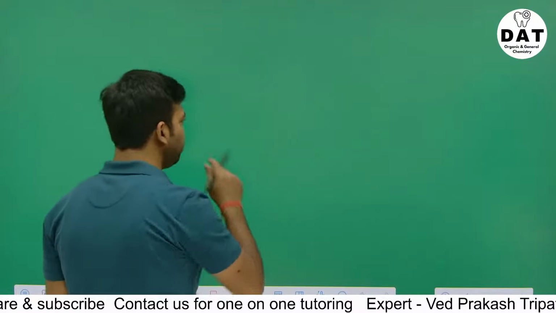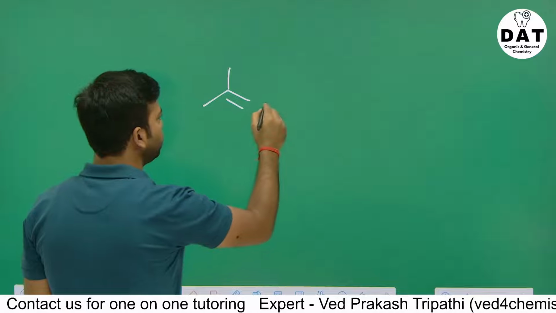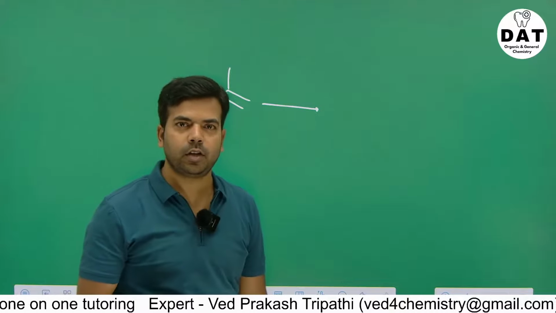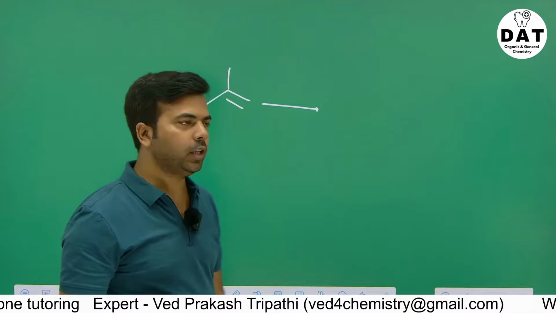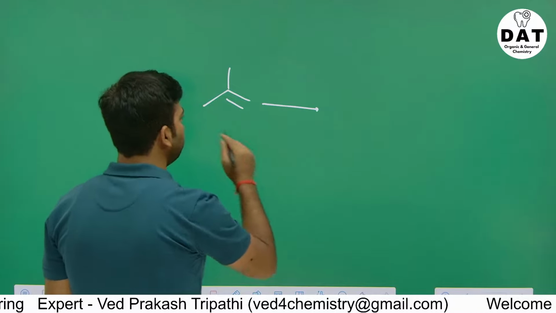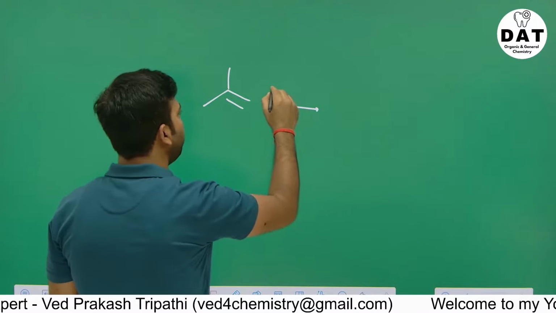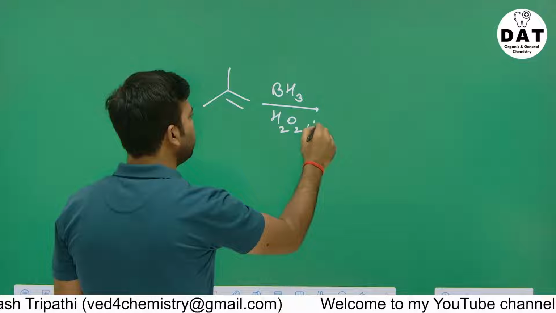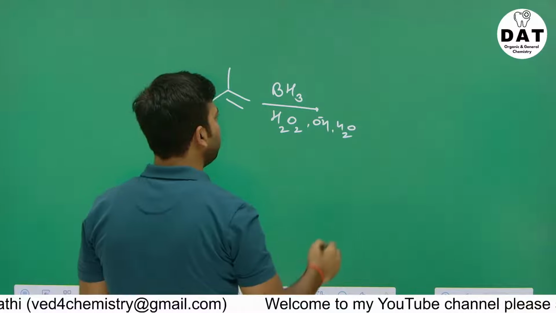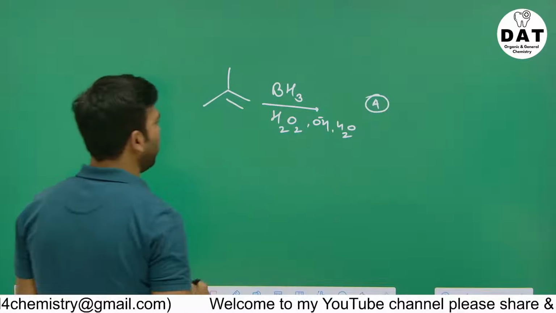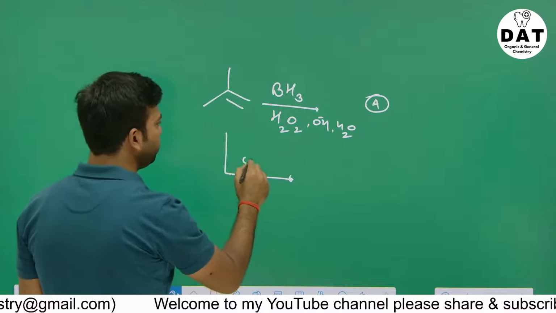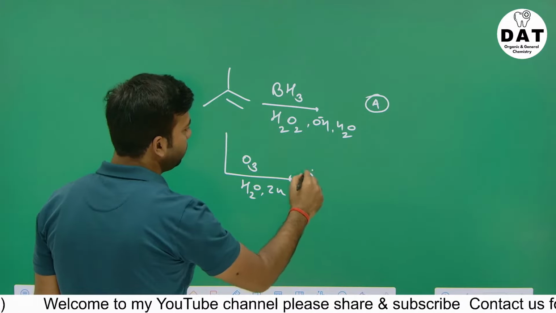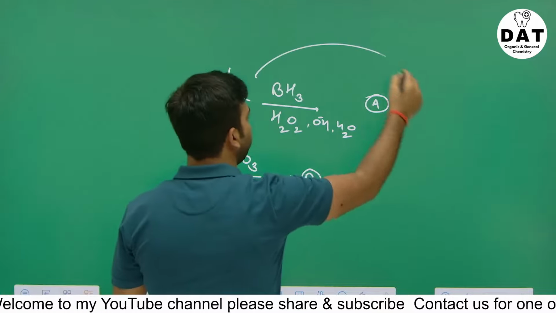Suppose we have this alkene, and we discussed ozonolysis as well, and we discussed epoxidation in the last few sessions. So I am going to use all this. The very first one is, suppose here we are using BH3, H2O2, OH ion and H2O. This is unknown product A. Again this alkene is treated with O3, zinc, H2O. This is unknown B.